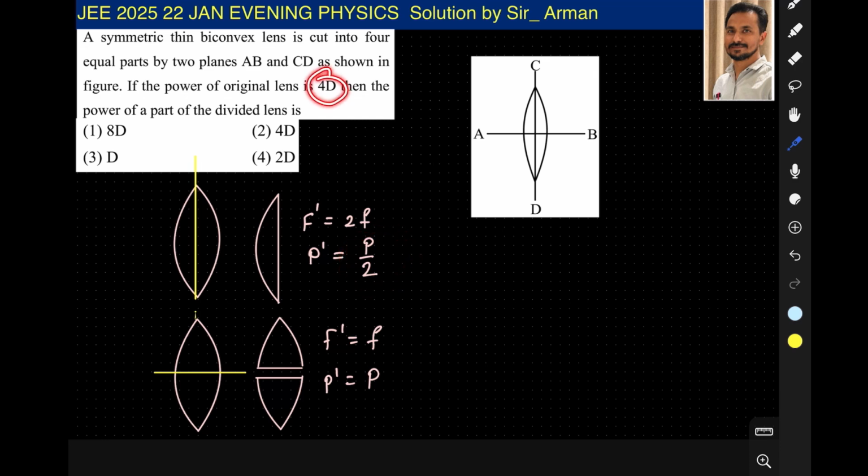And what is the P? It is 4D. So 4 by 2. So the answer will be 2D. That is fourth option. Okay.